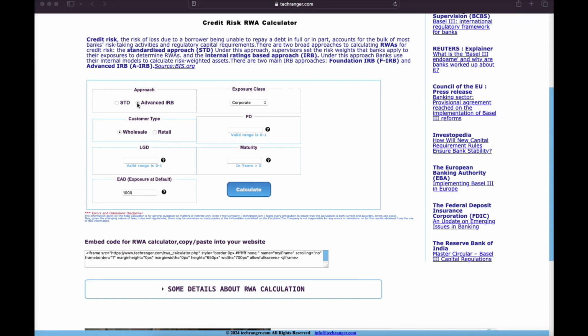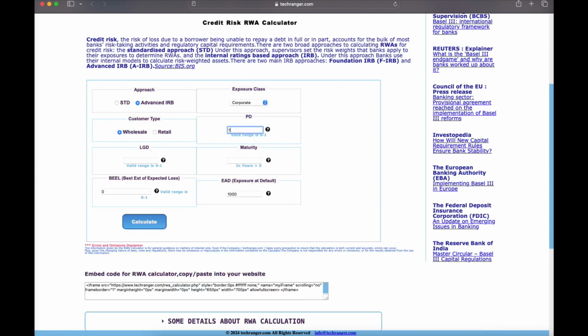Let's calculate the risk weight for an exposure to a corporate which is in default, that is, the customer has defaulted on payment and the exposure is past due. In this scenario, PD, or probability of default, is 100% or 1. LGD, or loss given default, is the point in time value of exposure at the time of default. Here the institution uses its best estimate of expected loss as an additional factor in calculation.